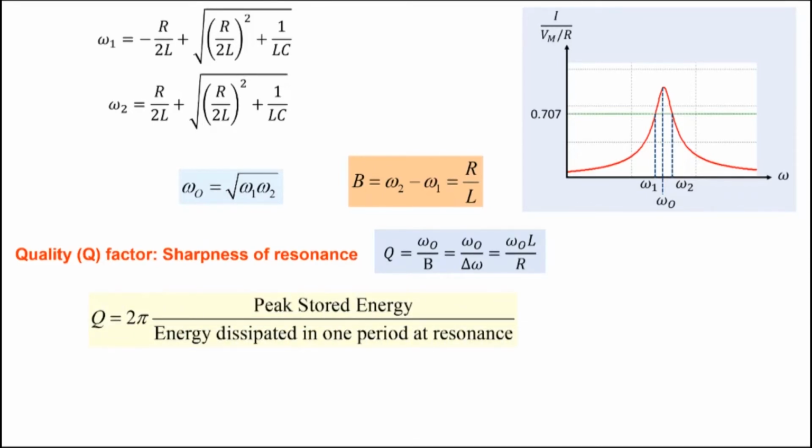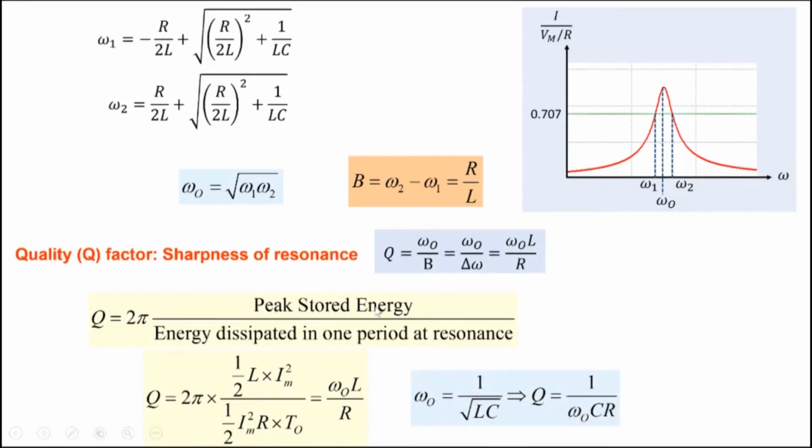or in this case sharpness of resonance, which is given by omega naught L by R. And although this is not of direct interest to us, you would see that the Q factor is also described in terms of the peak stored energy, either in the capacitor or the inductor, divided by the energy dissipated in one period at resonance. So this is like the reactive power and the power which is dissipated in the resistor, and the ratio of these two is the quality factor. So if you want a high quality factor, you should have a small value of R, so that less energy is dissipated in the resistor, and you should have a high value of L, so that you obtain a large energy stored in the inductor.